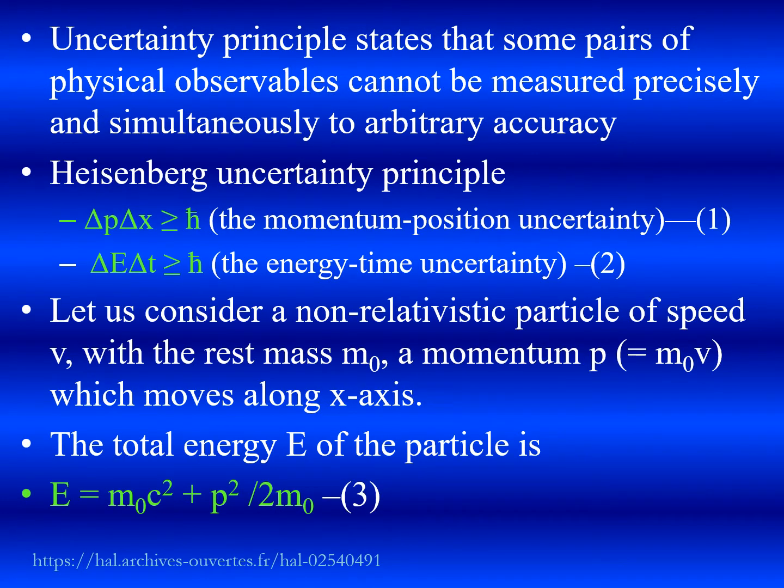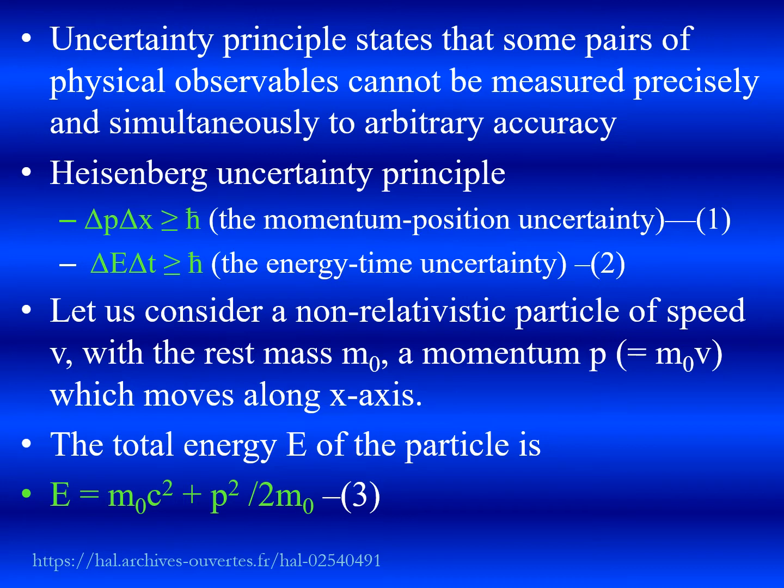We know that the uncertainty principle states that some pairs of physical observables cannot be measured precisely and simultaneously to arbitrary accuracy. According to the Heisenberg uncertainty principle, delta P delta X is greater than or equal to h cross, and delta E into delta T is greater than or equal to h cross. One is the momentum-position uncertainty, and the other is the energy-time uncertainty.